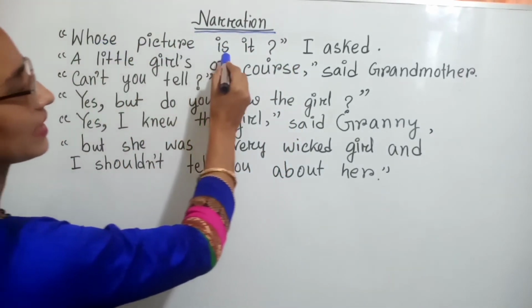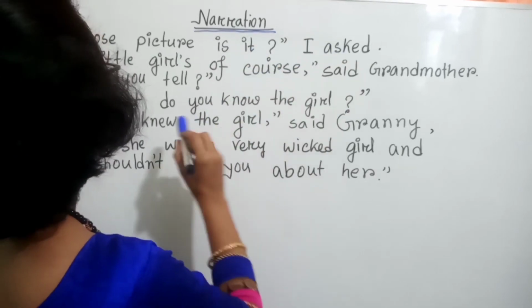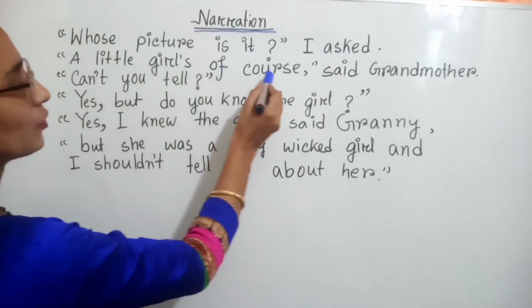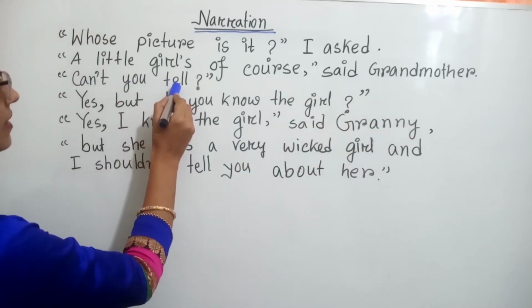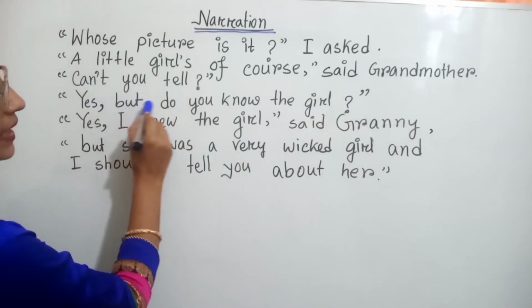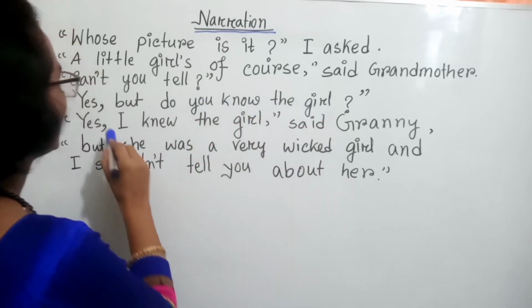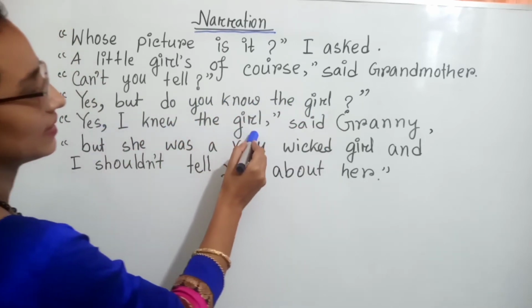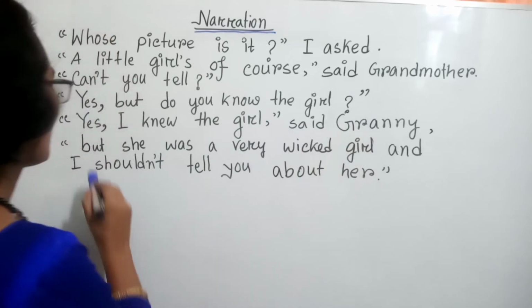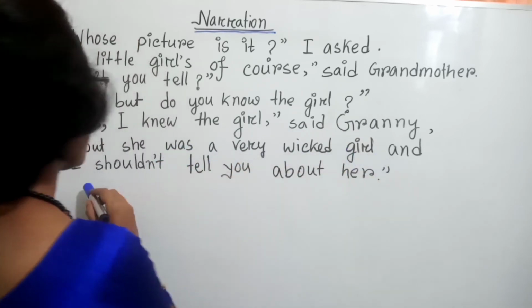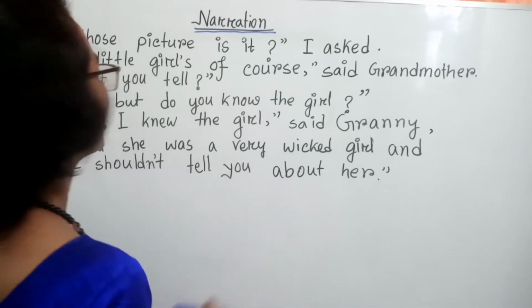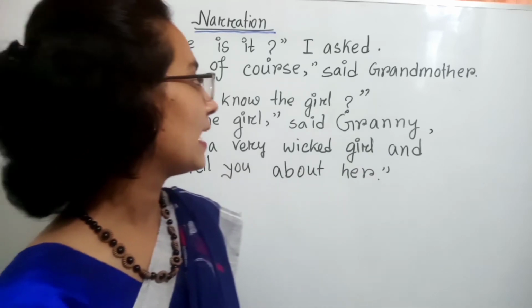"Whose picture is it?" I asked. "A little girl's, of course," said grandmother. "Can't you tell?" "Yes, but do you know the girl?" "Yes, I knew the girl," said Granny. "But she was a very wicked girl and I should not tell you about her."